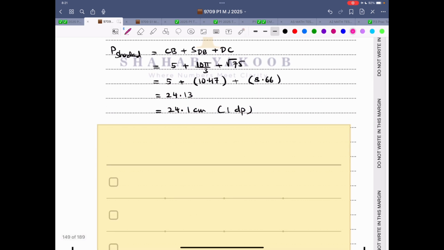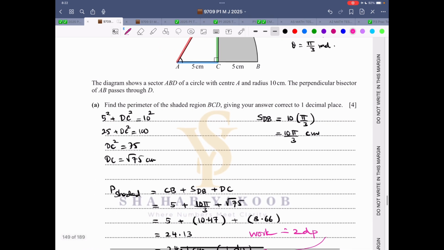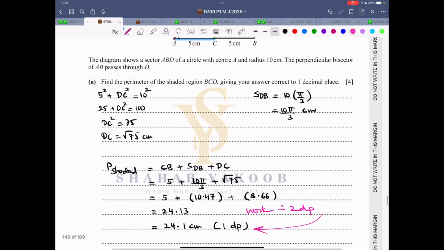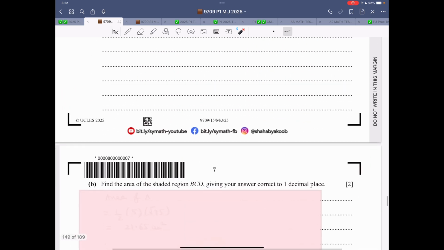So now write it out. Work in 2 decimal places so that the final answer is given to 1 dp. That's it. So now this thing is done, a lot of blank space. Sometimes I observe that the space is a bit lesser. So work always from the very left, and then work it out. Sometimes the space is more.